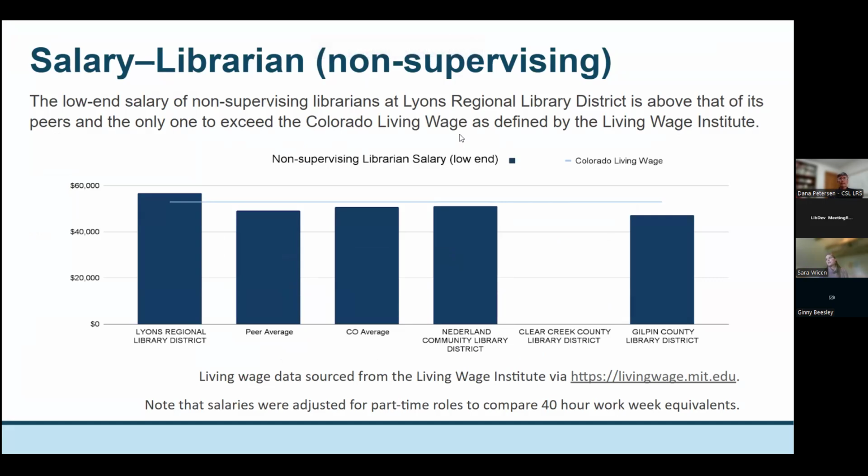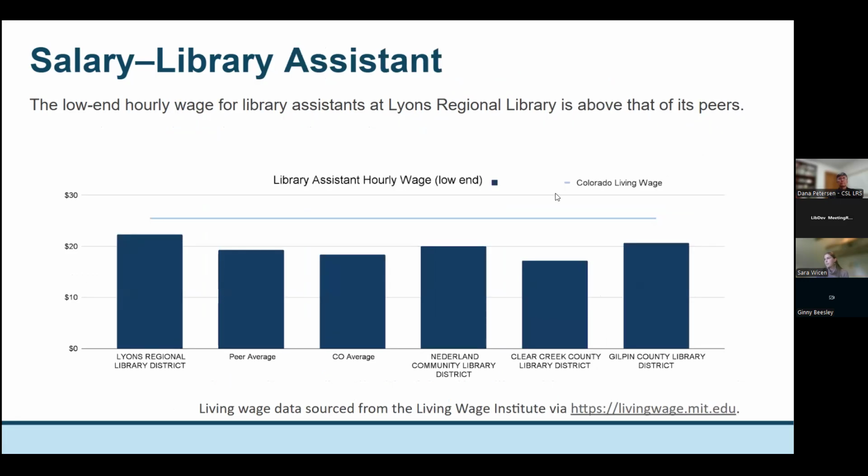Another salary chart here. This was the non-supervising librarian one I was talking about. Again, you can see here Clear Creek didn't enter data for this position. So you can do the same thing if you didn't want to show the blank area here. I've also included the Colorado living wage as calculated by the Living Wage Institute in each of these charts. And then this is the library assistant bar chart salary. And again, it's also important to note it's in the title here, but this is the low end that was reported. And for some of these positions, libraries report a low end and a high end.